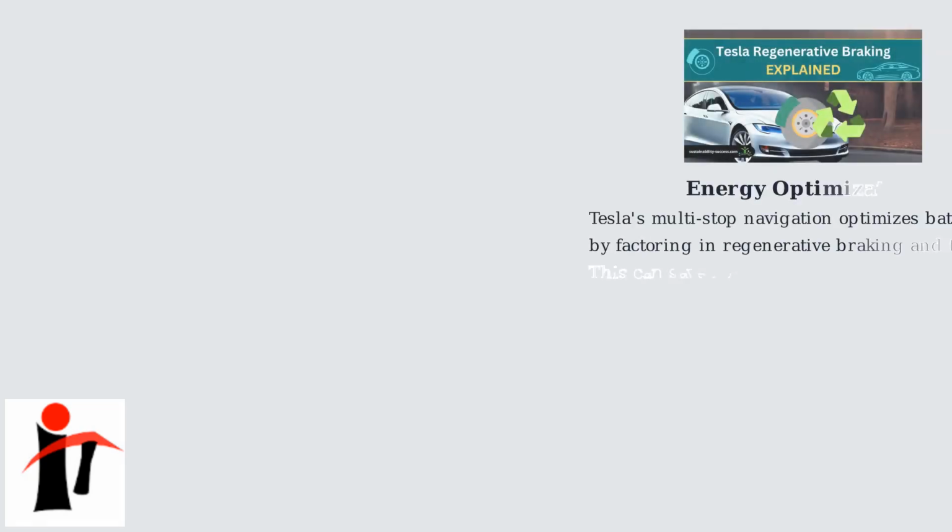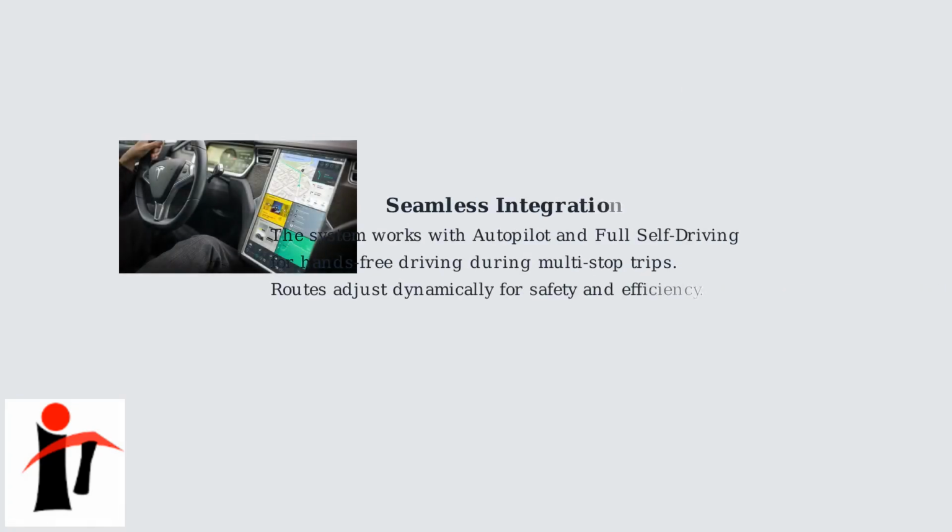Tesla's multi-stop navigation optimizes energy use by considering regenerative braking and terrain changes, potentially saving 10 to 15% of battery life on extended trips. This makes long journeys more efficient and reduces range anxiety. The navigation system integrates seamlessly with autopilot and full self-driving capabilities, enabling hands-free operation during multi-stop routes. The vehicle can autonomously handle adjustments for traffic or route changes.